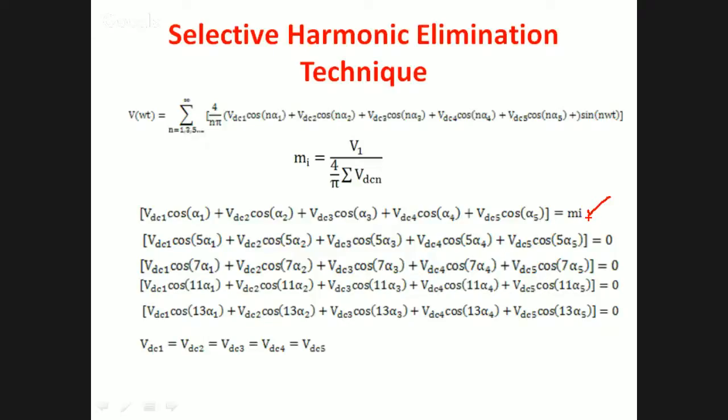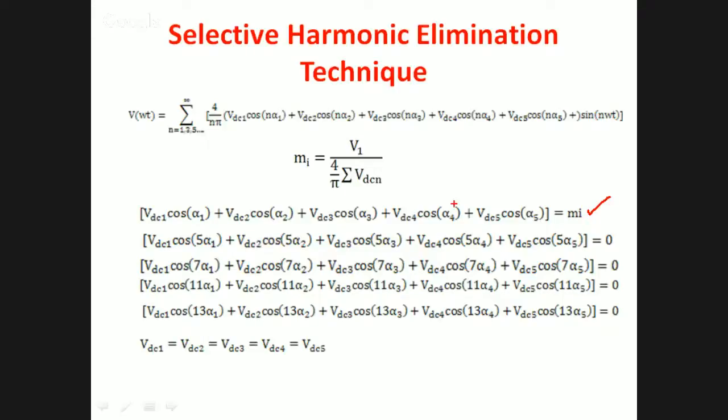What are the things which I don't require? I don't require my harmonics. I don't want my third harmonics, my fifth harmonics, my seventh harmonics, my ninth harmonics, 11, 13, all these harmonics I don't want. Even harmonics will already get cancelled, so we need not worry about the even harmonics.